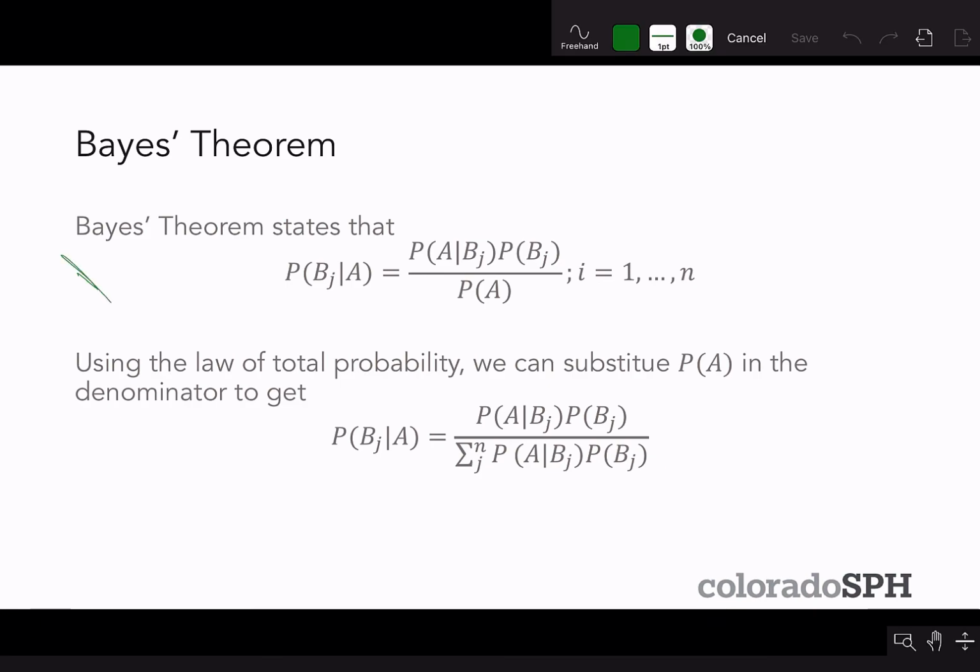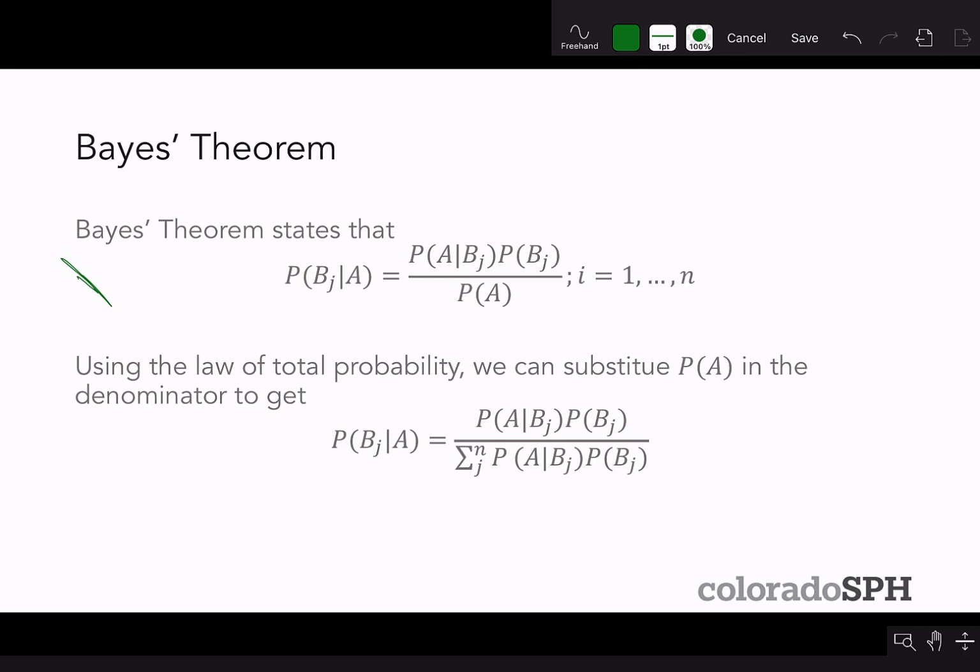Another useful theorem is Bayes' theorem, which sort of flips the conditional relationship here. It states that probability of B given A is equal to probability A given B times probability of B over the probability of A. And we can use the law of total probability from the last slide to substitute this probability A in the denominator to get the statement of Bayes' theorem that's put here.